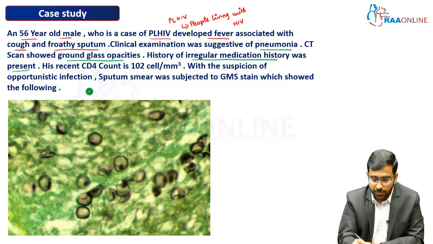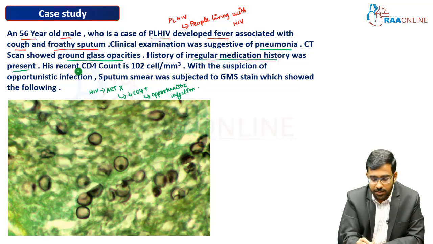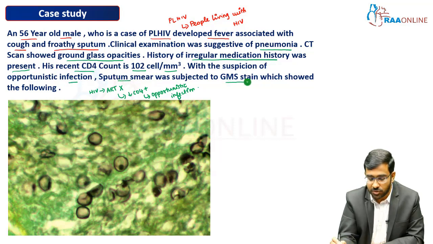Whenever we have a patient with HIV, they take something called ART, or antiretroviral therapy. Whenever they do not take the ART properly, it leads to a decrease in the CD4 count, which leads to opportunistic infection. Now his recent CD4 count is 102 cells per millimeter cube. With a suspicion of opportunistic infection, the sputum smear was subjected to a special GMS stain, which showed the following.